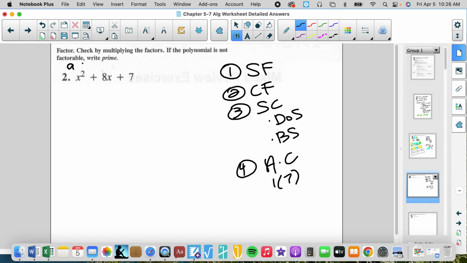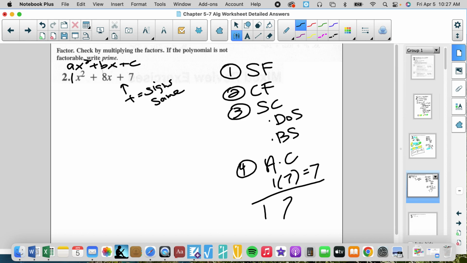Remember, this is ax squared plus bx plus c. My A is 1. My C value is 7. Now I find factors of 7. There's only one set of factors of 7, which are 1 and 7. My sign, since this is positive, that means the signs are the same. They're either both positive or both negative. And so I looked here, and it tells me that they're both positive. So I'm going to make these signs here both positive, and then I'm going to combine them. Positive 1, positive 7 is positive 8. That is equivalent to my middle.